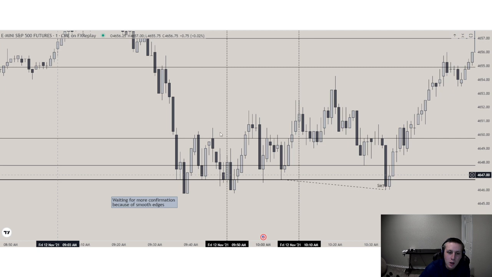So right here, this 950 macro, I'm probably just going to wait, because I know that we're likely not going to put in a low within the market at this meaningful level with these equal lows right here. We're likely not going to do that. So you end up waiting.